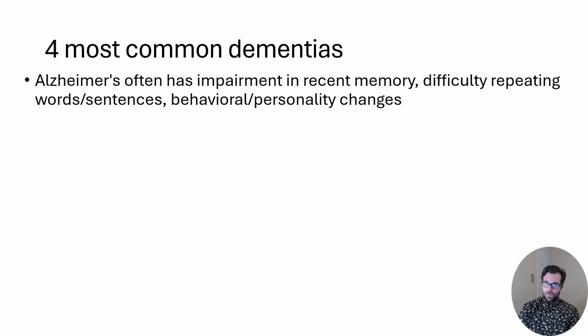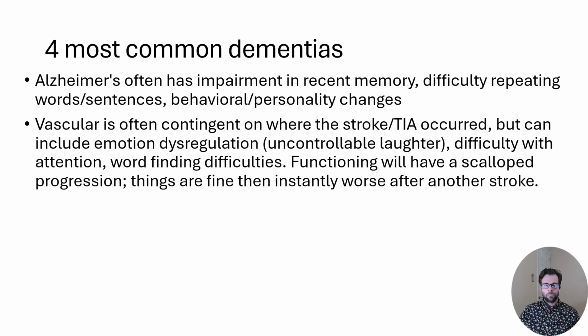So Alzheimer's is the most common dementia, and often has impairment in recent memory, difficulty repeating words and sentences. There's significant behavioral and personality changes. And as Alzheimer's gets to the most advanced stages, you have almost no memory for recent events or remote events. Like you forget who your own children are and things like that. It's one of the most difficult things for family members to have to be a part of.